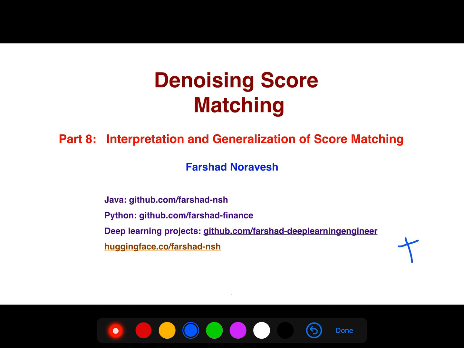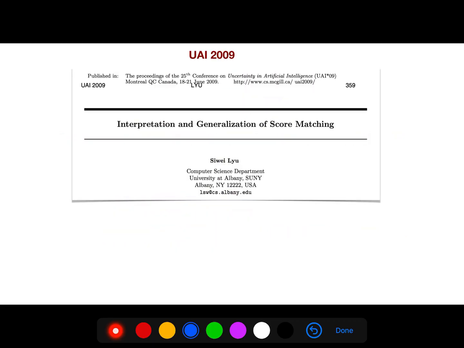All right, so today I'm going to be explaining a very important but very old paper from 2009, from the UAI conference. This is a very old paper, but it's very inspiring. It sheds light and gives you insight into how to generalize score matching. Is this the end of score matching, or can you generalize it in many different aspects?